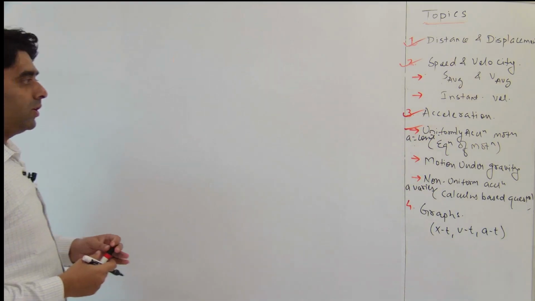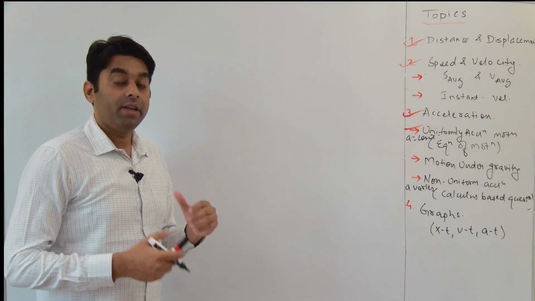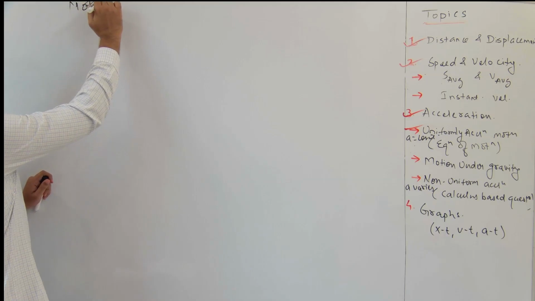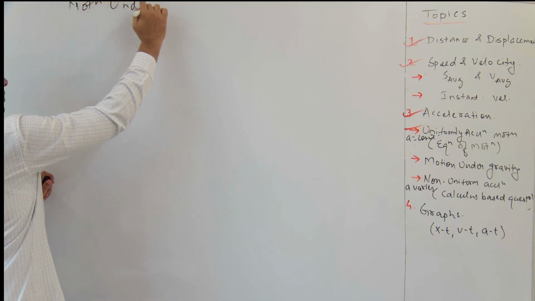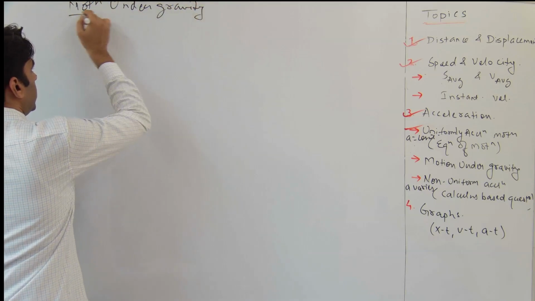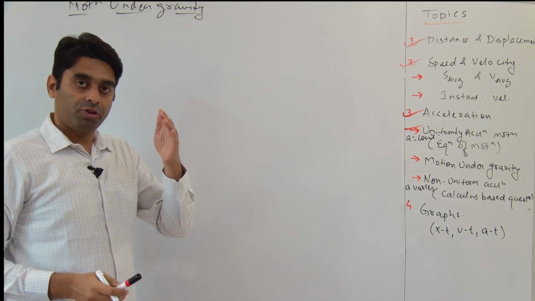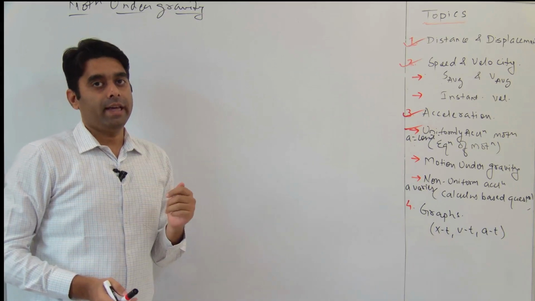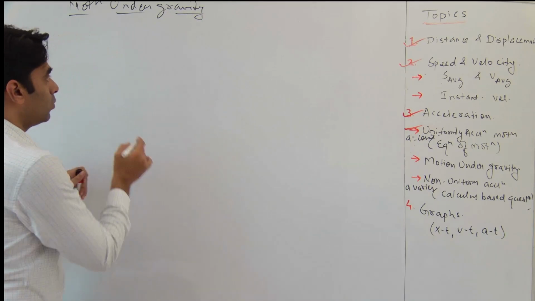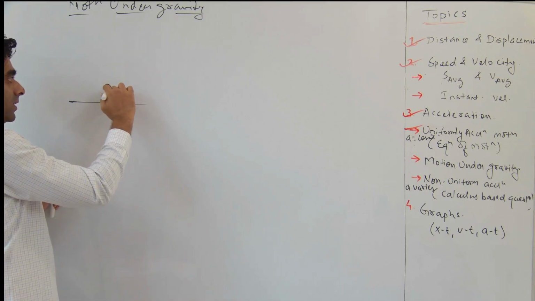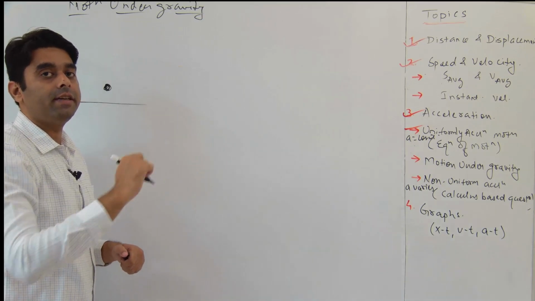Okay, so if we look at our motion under gravity, what is motion under gravity? Motion under gravity is basically your motion in 1D. It's a straight line motion which is happening in vertical direction, and as it says motion under gravity, in this the particle experiences an acceleration g downward.